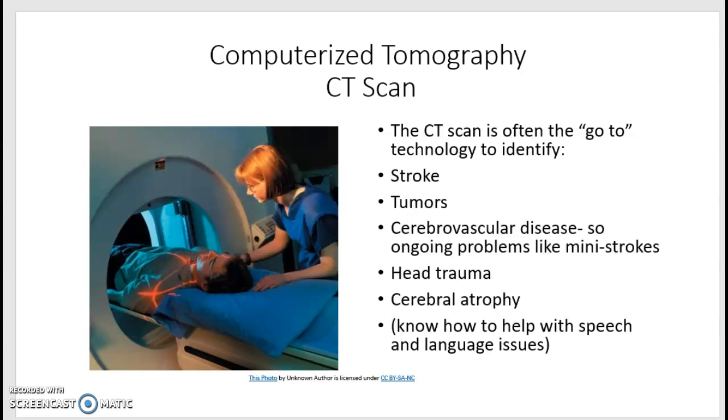First, computerized tomography, CT scan as it's called. The CT scan is often the go-to technology to identify stroke, tumors, cerebrovascular disease, so ongoing problems like mini strokes versus a cerebrovascular event like a stroke, head trauma, cerebral atrophy, and it helps people know how to help with speech and language issues.